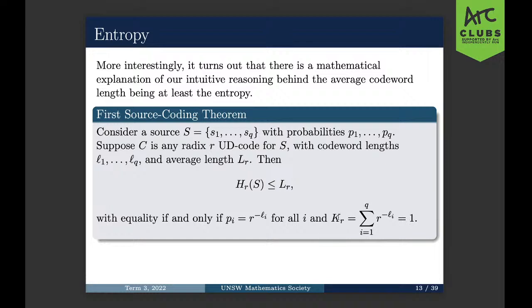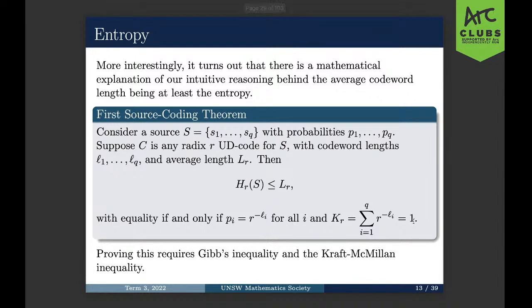Now, I don't know if you remember from Monday's seminar, but this equality, the Kraft-McMillan coefficient being exactly 1, is really saying the code words are designed to maximally use up the decision tree that represents the code words. And yeah, if you want to prove this, you need the Gibbs inequality and the Kraft-McMillan inequality, that's the Kraft-McMillan theorem. That's in the lectures. I'm not going to go through the proof.